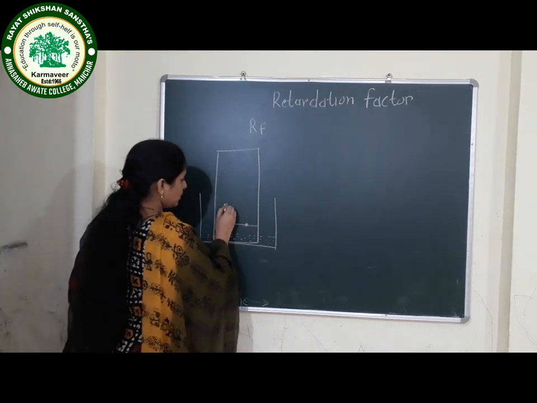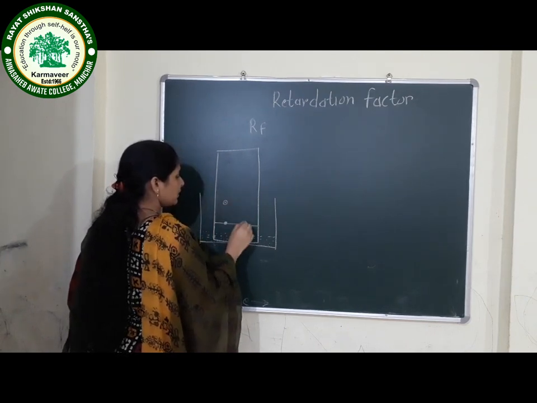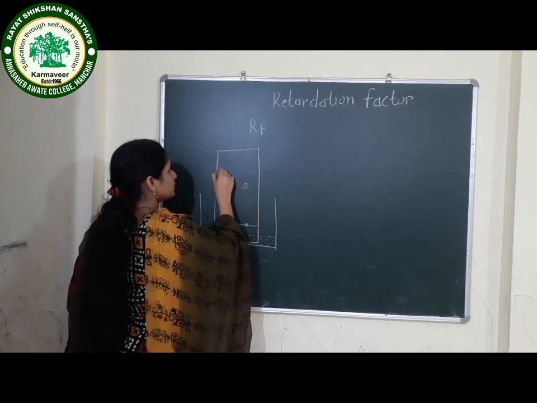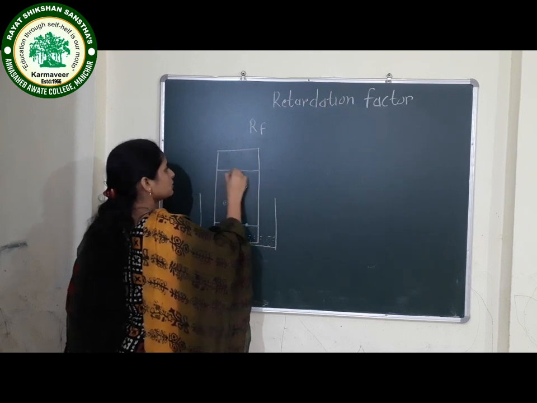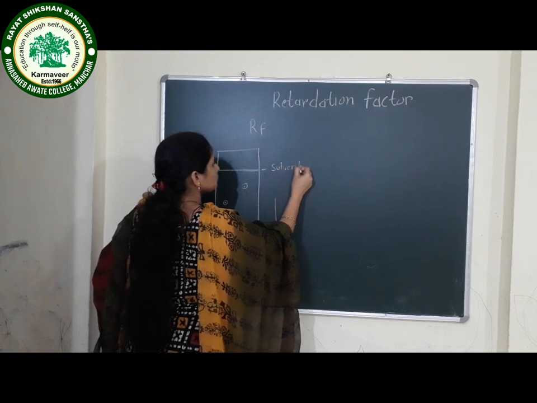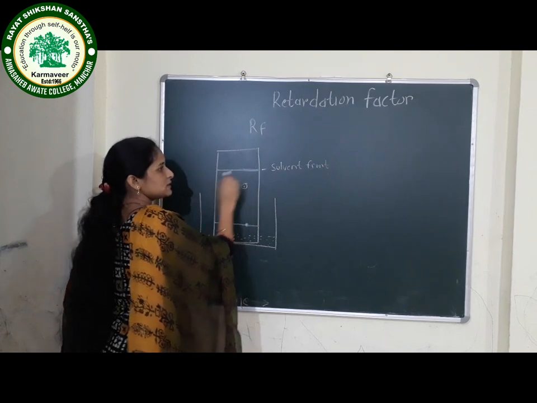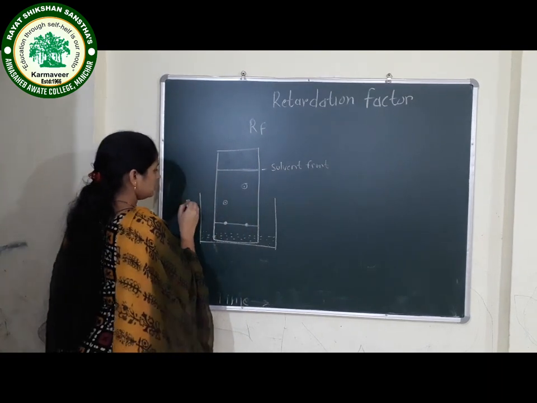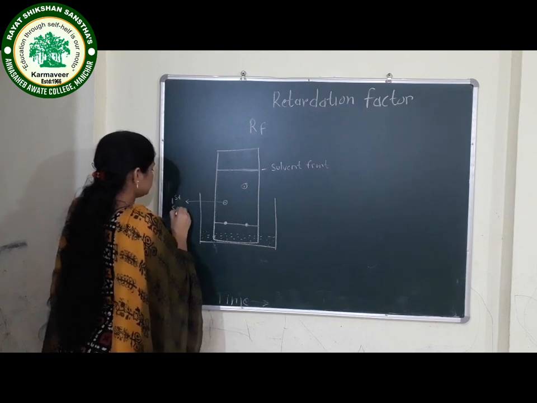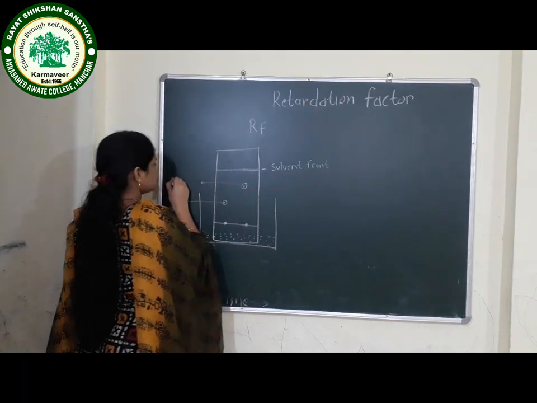Now what happens here? If we get the first spot at this point, and if we get the second spot at this point, okay, this is what? Solvent front. Solvent front means the mobile phase will run up to this line. That is the solvent front. This is the first spot. This is the second spot.